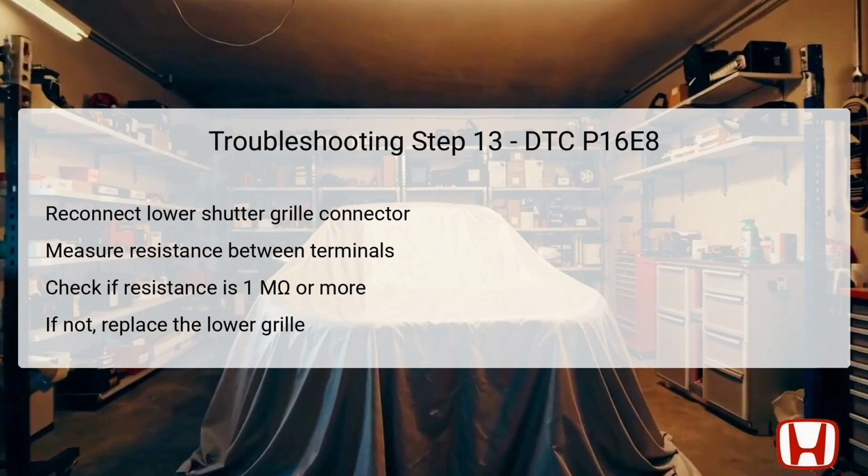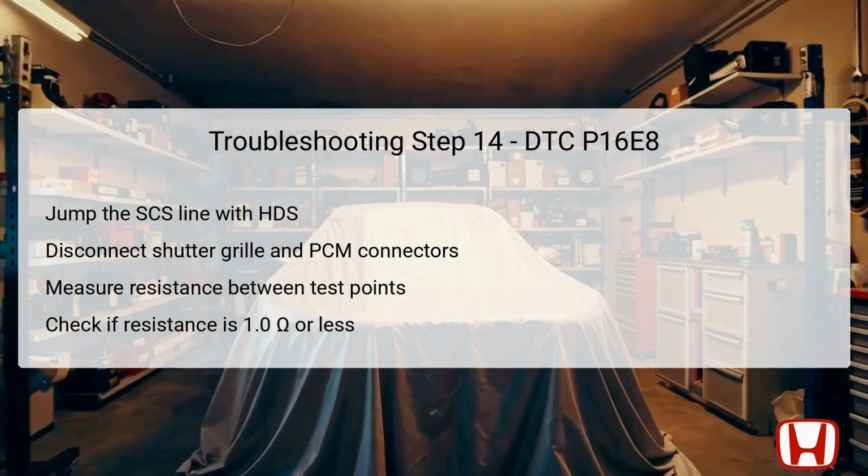connector. Resistance measurements must again be taken. However, this time, between terminal number 2 of the battery sensor and body ground. Ensuring a reading of 1 megaohm or greater is imperative. The integrity it indicates suggests all wiring is functioning correctly. If the resistance does not meet this standard, it strongly indicates a failure within the lower shutter grille's wiring or mechanism, necessitating its replacement to restore proper functionality and communication within the vehicle's LIN system.